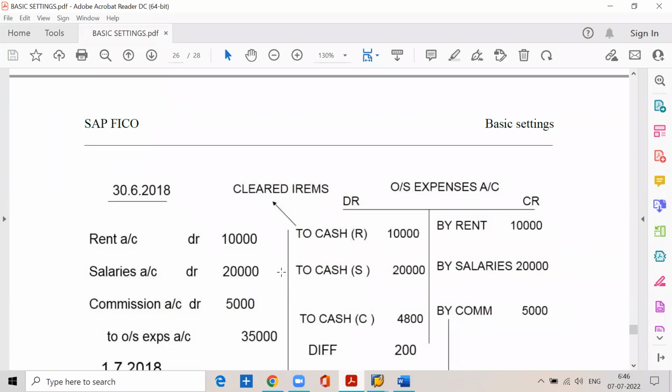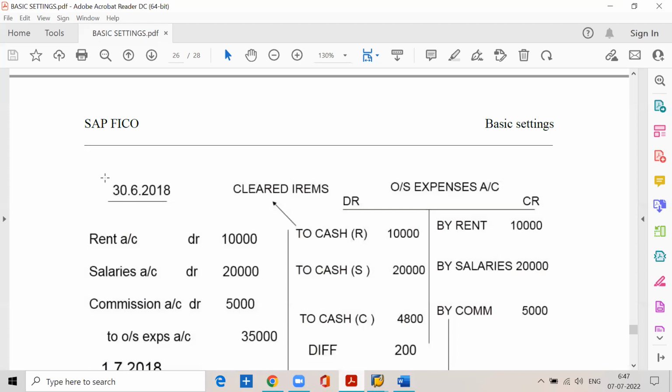For example, we are in the fiscal year 2018 and we are in the June month. So on 30th June 2018, we are preparing the P&L account and balance sheet. But as on that date, 30th June 2018, we have incurred rent, we have incurred salaries, but as on 30th June, you did not pay. When are you going to pay them? On 1st July. So in order to recognize this rent incurred and salaries incurred, we post one accounting entry.